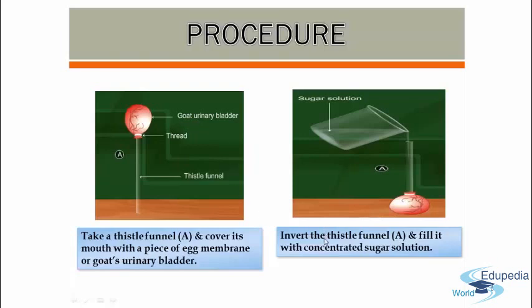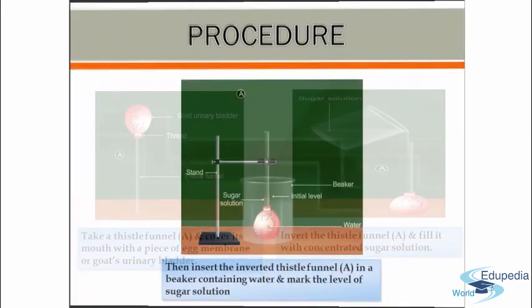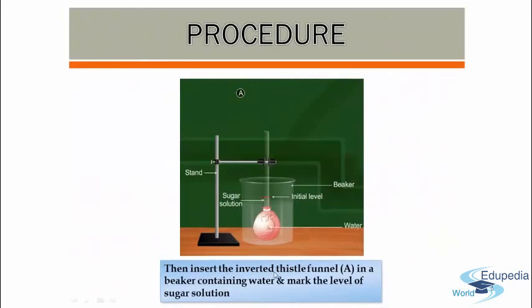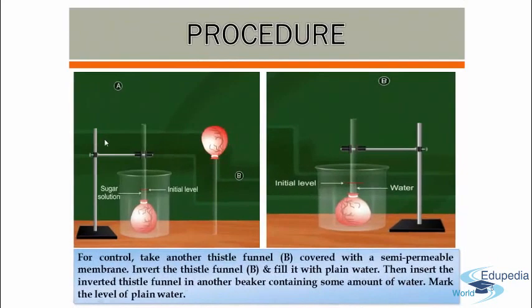Invert the thistle funnel A and fill it with concentrated sugar solution. Then insert the inverted thistle funnel A in a beaker containing water and mark the level of the sugar solution. We have kept the thistle funnel in the beaker, and then filled this beaker with water, and the initial level of the sugar solution is marked. For control, we take another thistle funnel and cover it with a semi-permeable membrane.